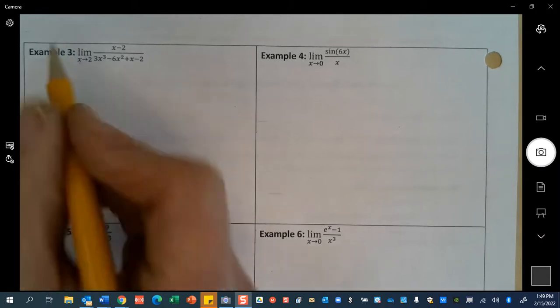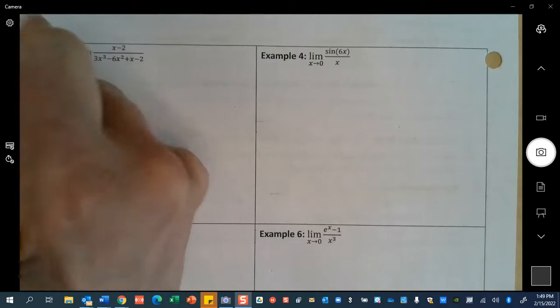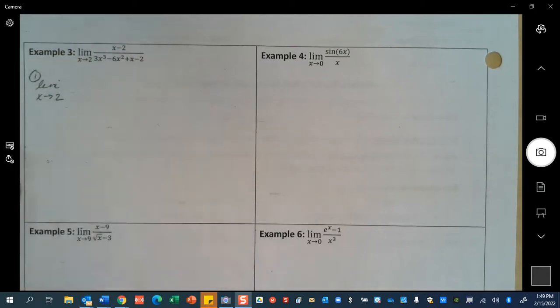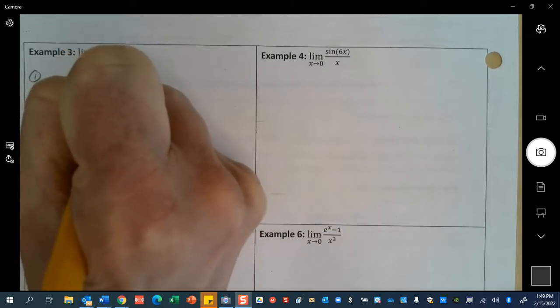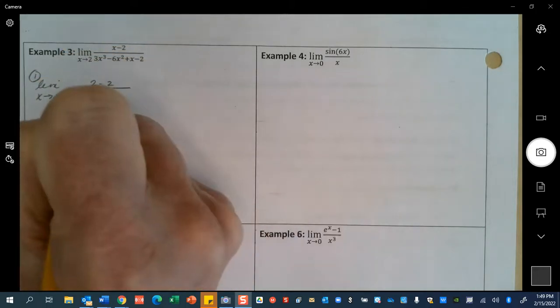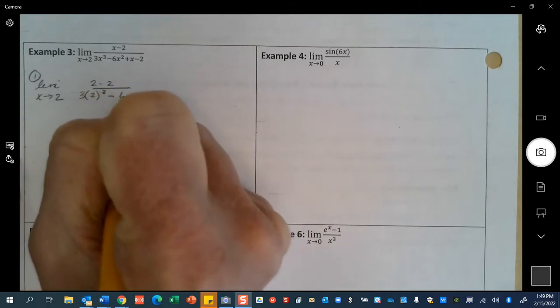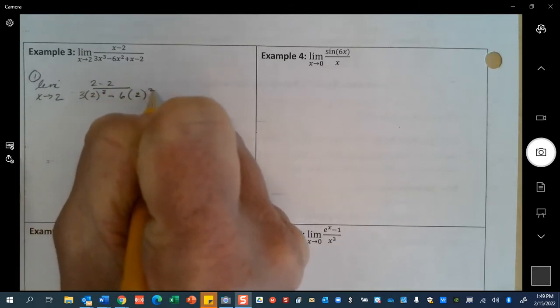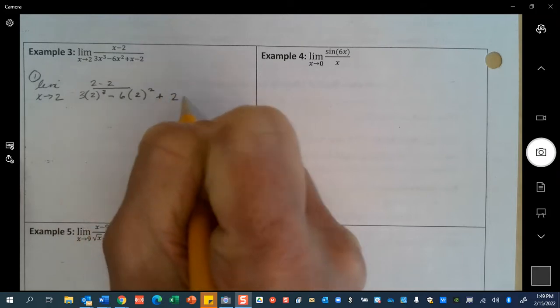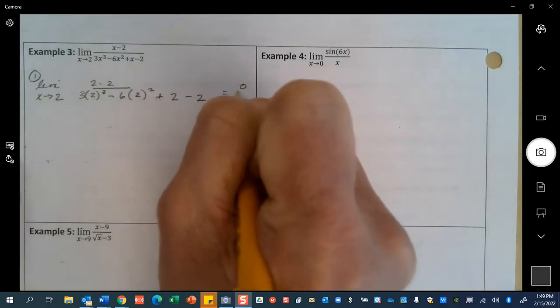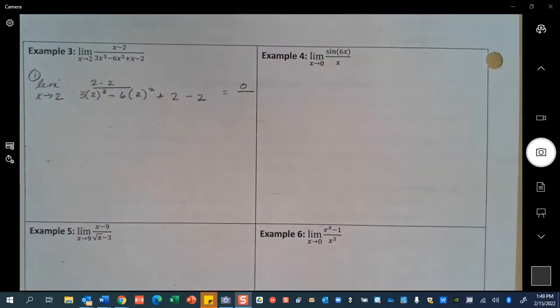All right, step one is what? Substitute. So as x approaches 2, 2 minus 2 over 3 times 2 cubed minus 6 times 2 squared plus 2 minus 2. So now the top one is 0.